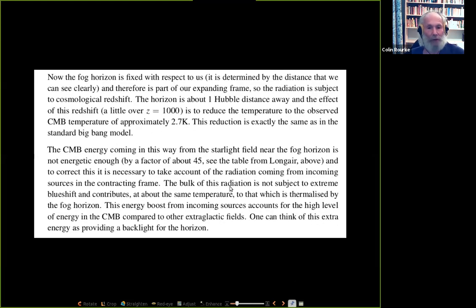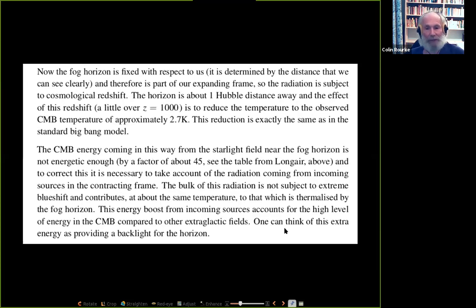Now, the fog horizon is fixed with respect to us. It's a distance that we can see clearly, and therefore it's part of our expanding frame. So the radiation is subject to cosmological redshift. The horizon is about 1 Hubble distance away, and the effect of this redshift, a little over Z equals 1000, is to reduce the temperature of 3000 degrees, as we've just seen, down to the observed CMB temperature of about 2.7 K. And that's exactly what happens in the standard Big Bang model.